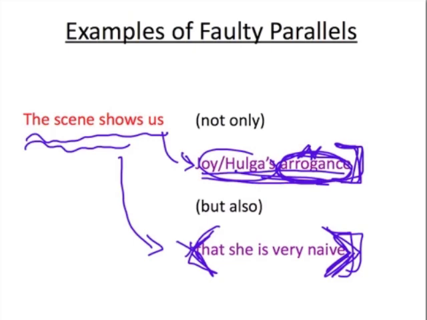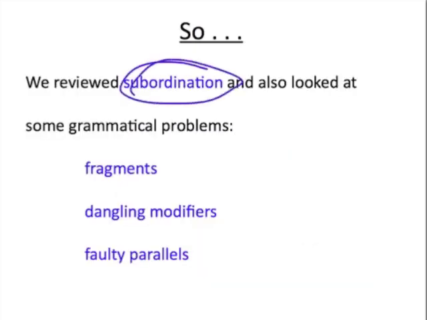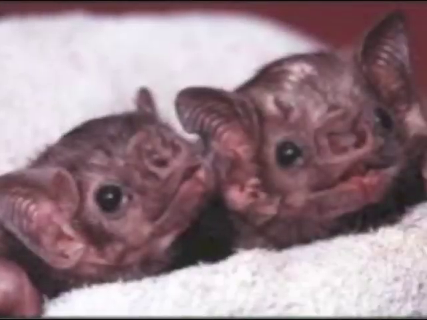But okay, well, we looked at subordination some more, and we looked at sentence fragments and dangling modifiers and faulty parallels. That's it. That's our review for test 5. Dun, dun, dun.